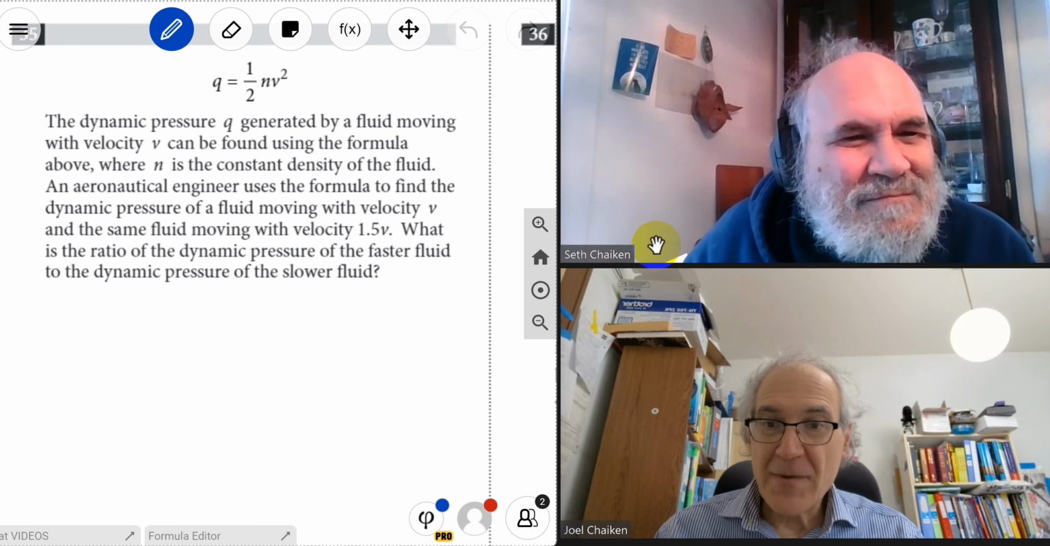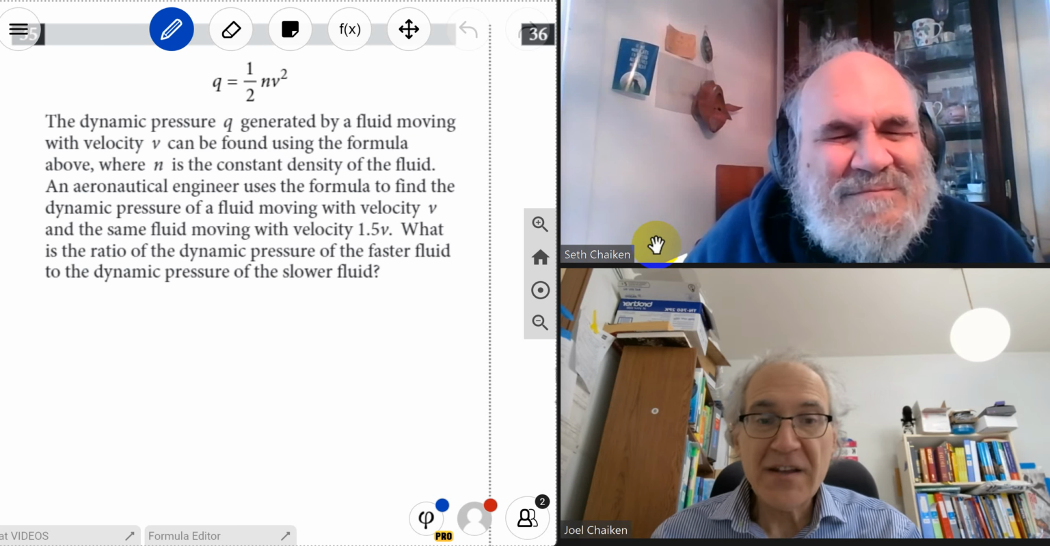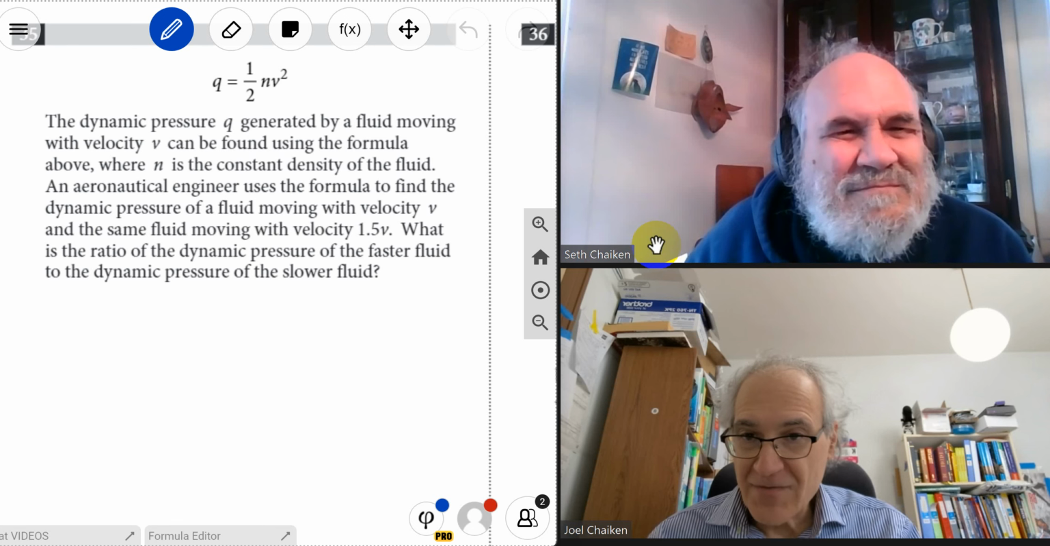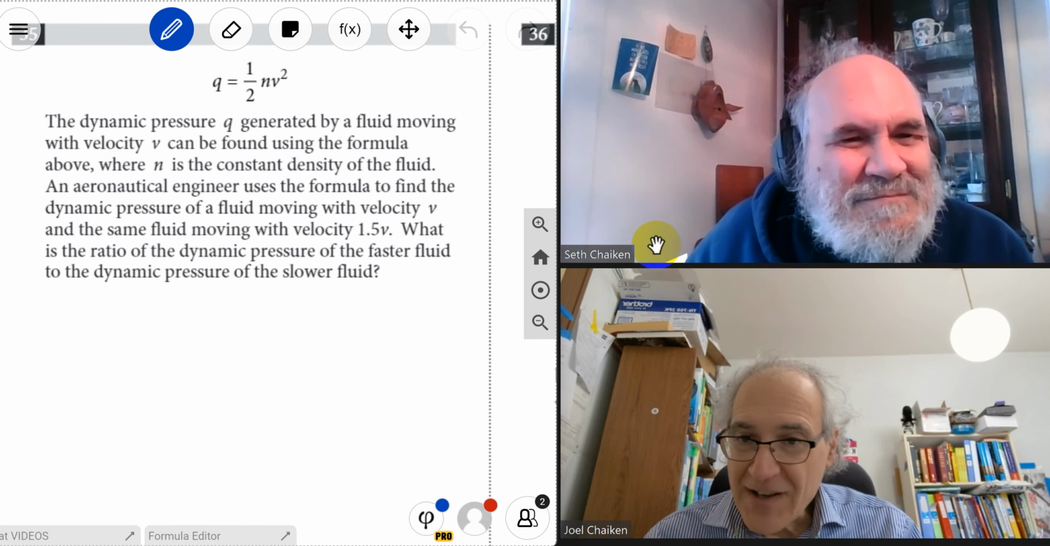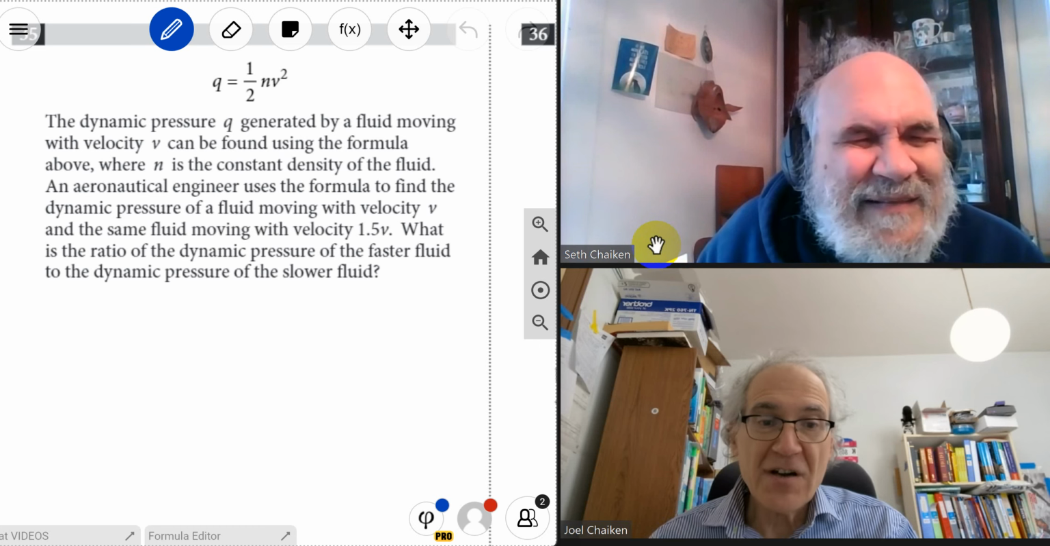Here's a math question from a calculator section, and let's go. We have this dynamic pressure, and then please pause the video, try it, and then come back. Pressure Q generated by a fluid moving with velocity v can be found in this formula, where the density of the fluid is used. A person uses the formula to find the dynamic pressure of a fluid moving with a velocity v, and the same fluid moving with a velocity 1.5 v. What is the ratio of the dynamic pressure of the faster fluid to the dynamic pressure of the slower fluid?